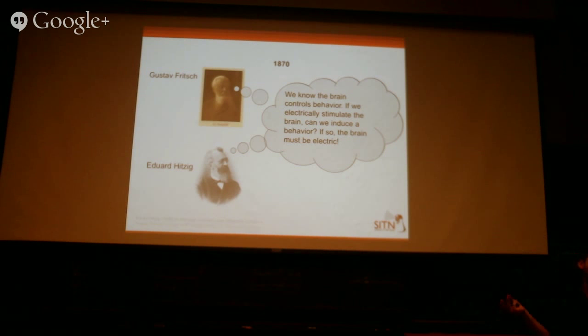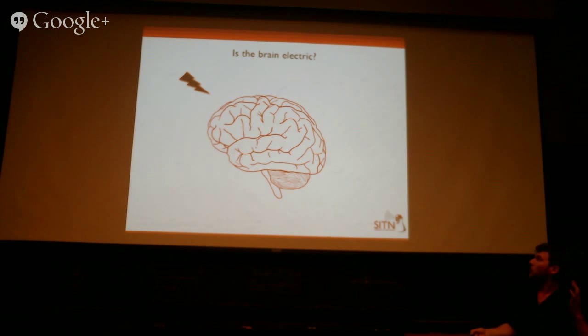Just as Galvani said, if I electrically stimulate nerves and get a muscle contraction, the nerves must be electric, he's asking the same thing with the brain. And so they actually performed this experiment on dogs, and they would drill a hole into the skull, and they would put an electrode down, and they would wander around the surface of the brain on what's called their cortex.